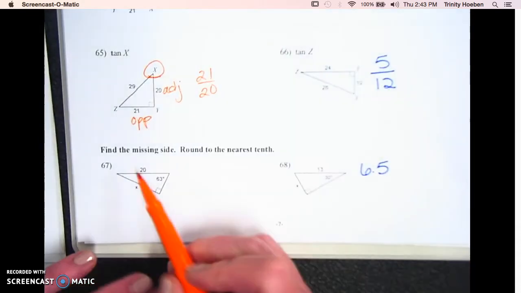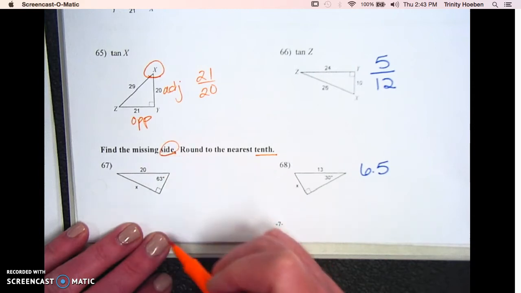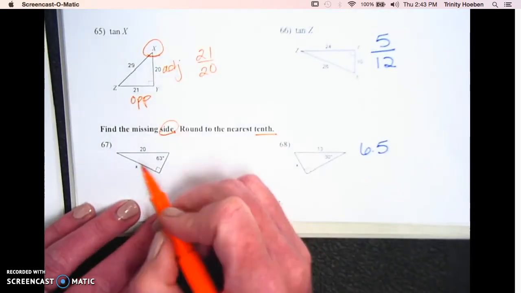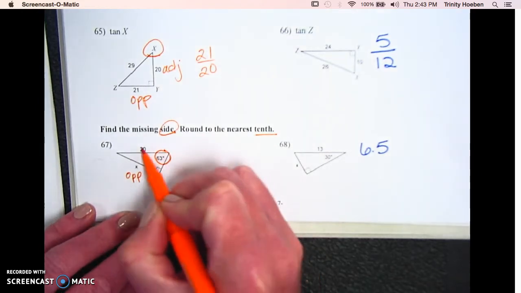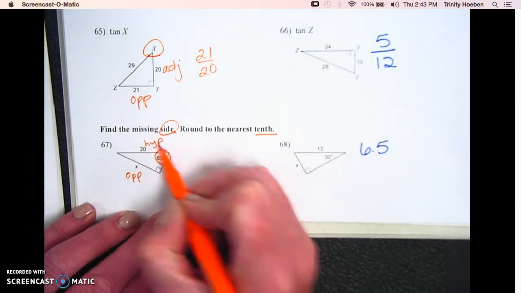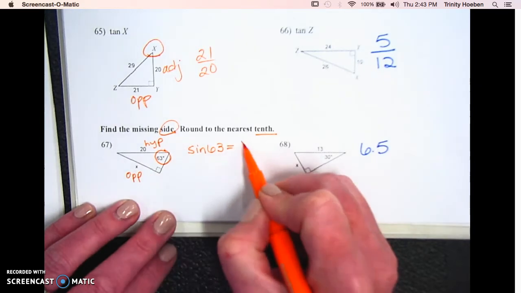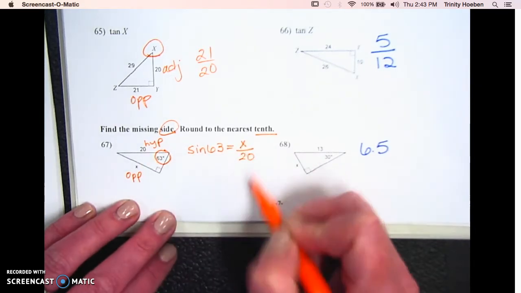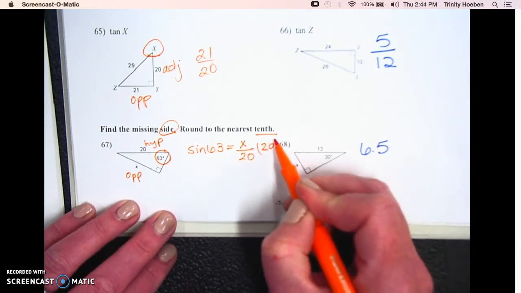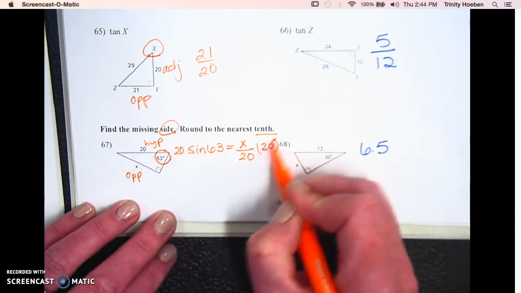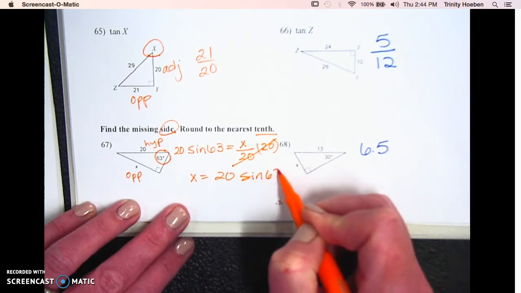Number 67, find the missing side and round to the nearest tenth. So for sides, you're going to use regular trig. And from angle 63, we've got the x, which is the opposite, and 20, which is the hypotenuse. So that tells me we should use the sine of 63. Set that equal to the opposite, which is x, over the hypotenuse, which is 20. Right now, x is being divided by 20, so the inverse operation is to multiply by 20. So I multiply both sides by 20, and they cancel over here, so x is going to be equal to 20 times the sine of 63.